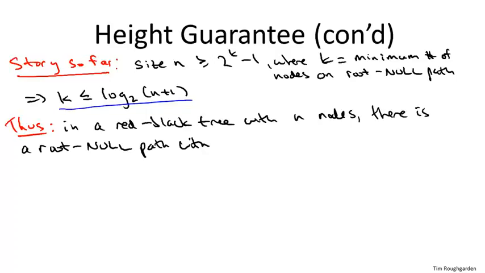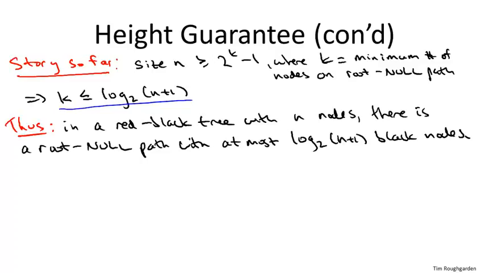This is an even weaker statement than what we just proved. We proved that some path must have at most log base 2 of n plus 1 total nodes, so certainly that path has at most log base 2 of n plus 1 black nodes. Now let's apply the two knockout punches of our two invariants.